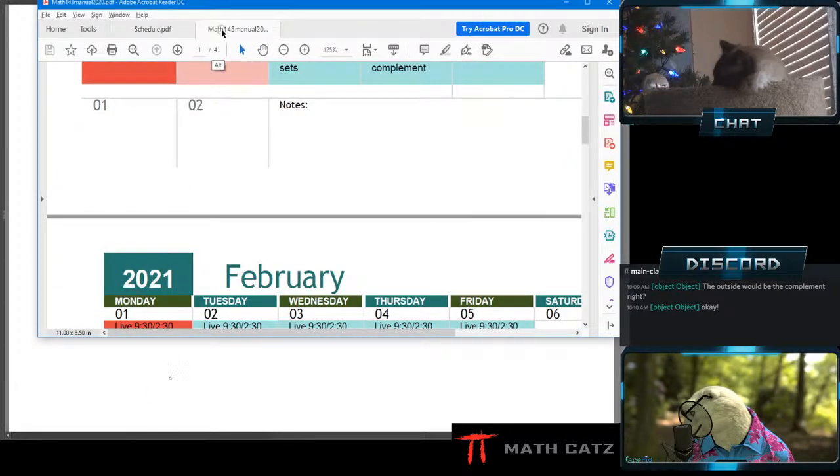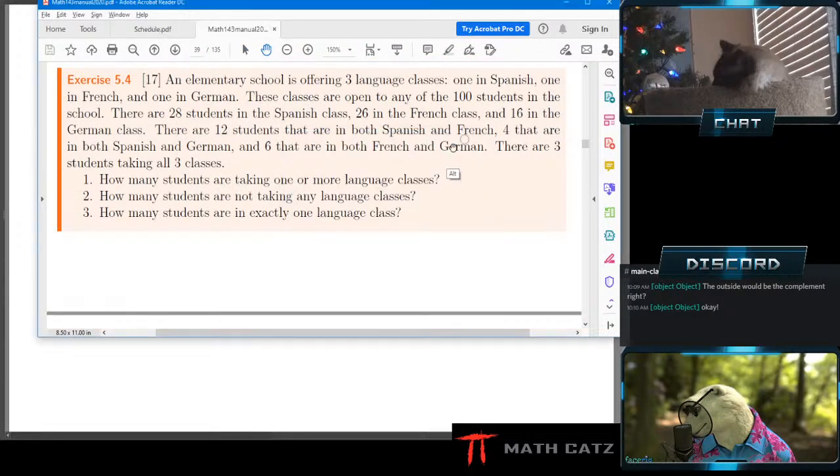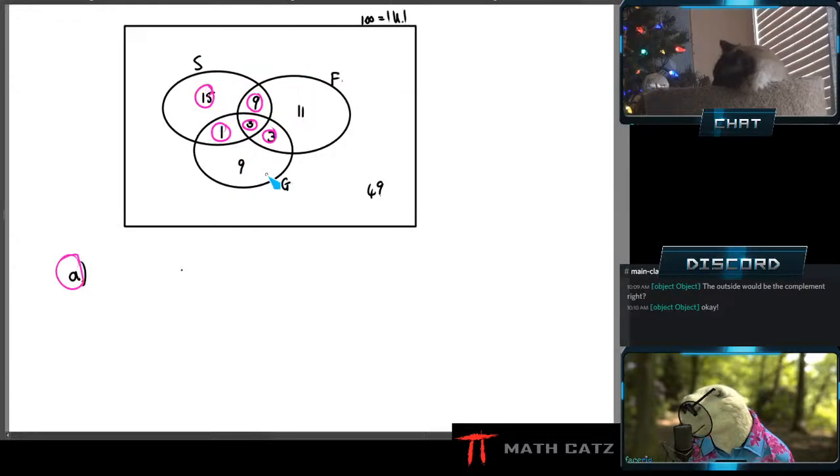Maybe I should read the question. I did this on purpose. Make sure we read the question, right? How many students are taking one or more? So one is okay, or more. So these are okay. One, maybe two, all three. So these are all okay.